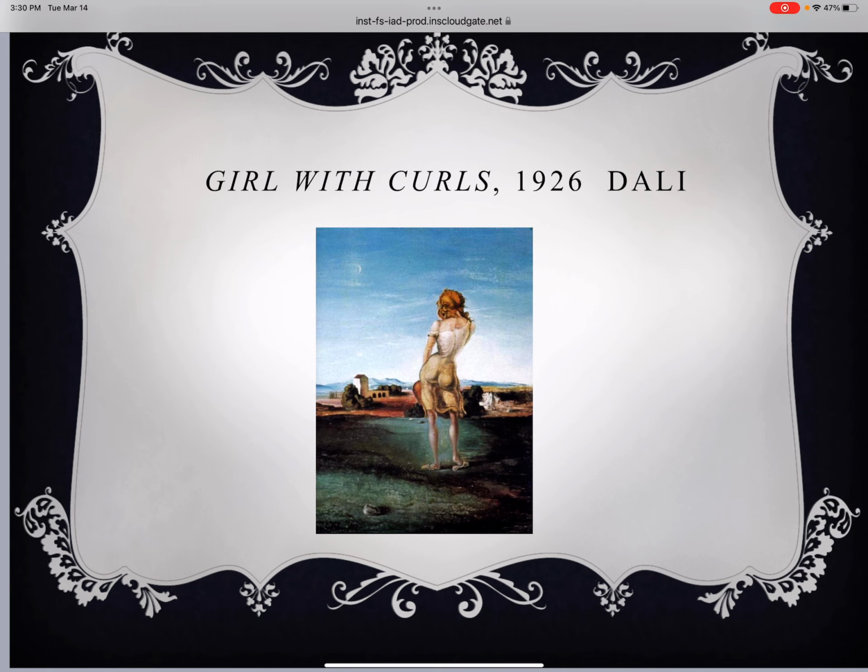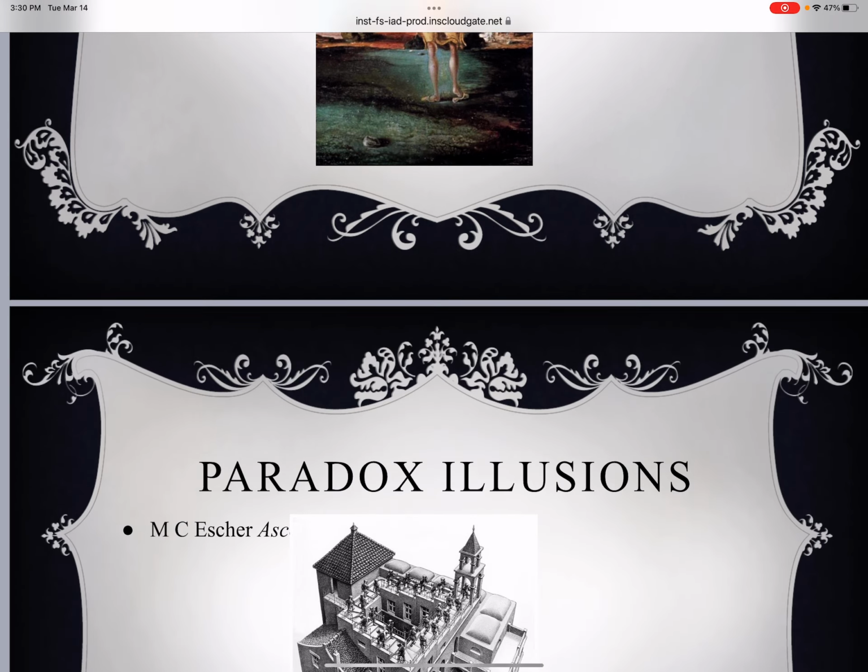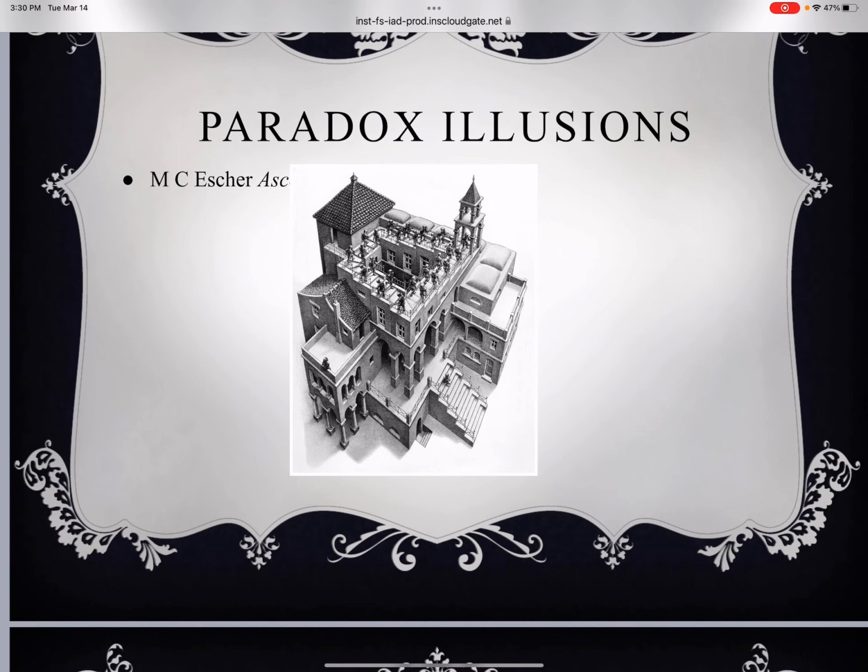Now, this piece is from 1926, so it really isn't a piece from the 40s, but I did want to show you an example of Dali's use of an optical illusion. Okay, there's an example of paradox illusion. That's the next thing we're going to talk about.